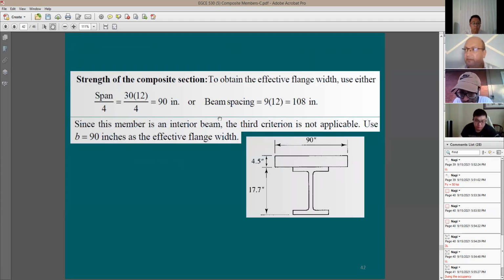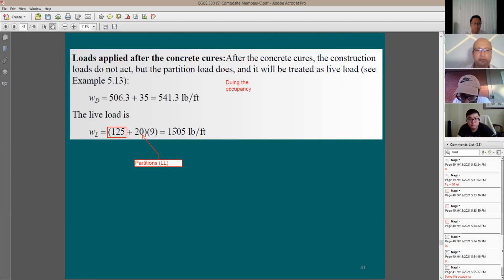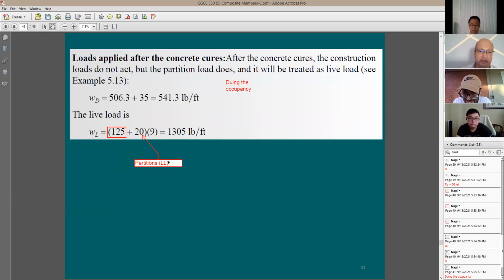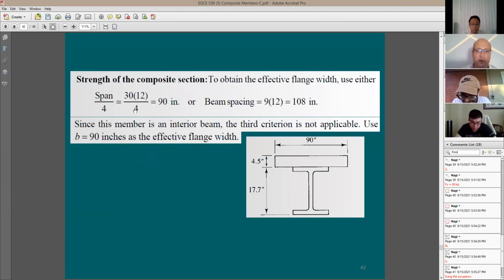Let's see the effective width. Effective width, the span is 30 feet. It says here divide by 4. I'm confused. Is it divide by 4 or 1/8? So I'm going to go back to this discussion. It says 1/8 of the beam span, center to center of supports, from each side, right? So here you have 1/8, here you have 1/8. If the spacing is uniform, like 9 feet, 9 feet, 9 feet, it's going to be 1/4. So it's exactly what he has done. In this analysis, he just divided by 4. Why? Because you have two sides.